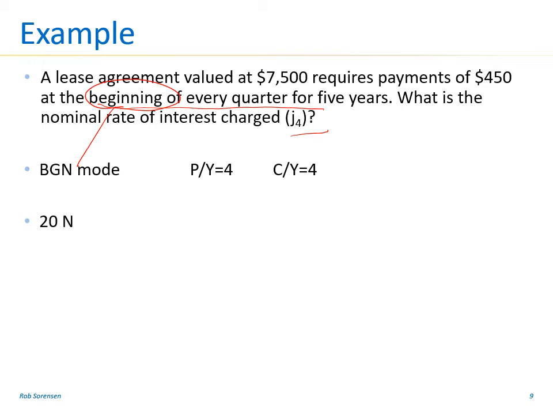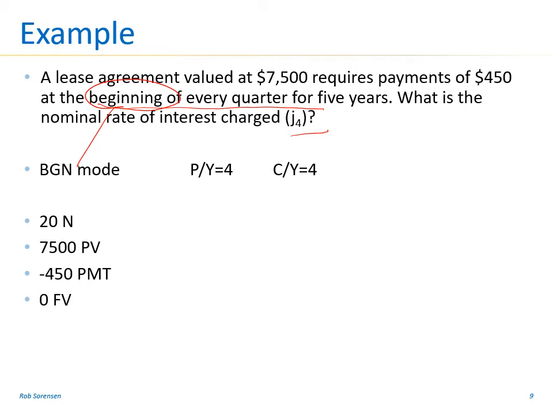Now we can fill in the other items. N is going to be 20 because it's for 5 years and we're compounding 4 times a year. So type 20 and then press N. This beginning value is $7,500. So we'll put that in. 7,500, press PV. $450 are the payments, and because we're making payments, the money's leaving our pocket, we'll make that a negative. So negative 450 and PMT.